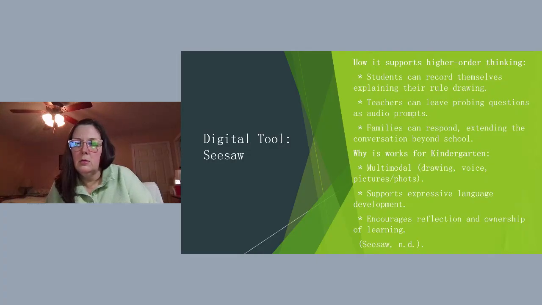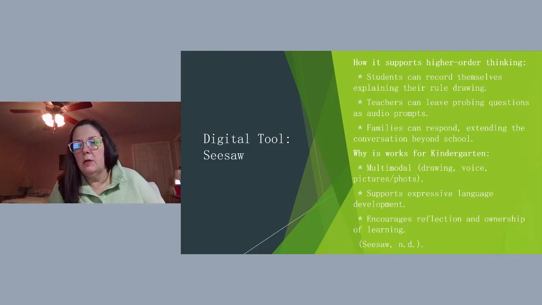Using Seesaw, students can record themselves explaining their rule drawing. Teachers can also use Seesaw by creating tasks where they can leave probing questions as audio prompts for their students. Seesaw even has options that help families get involved, where families can respond to the students' work, in turn extending the conversation beyond just the school. They can talk about it at home.